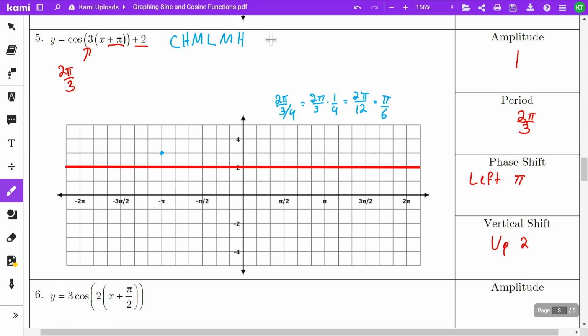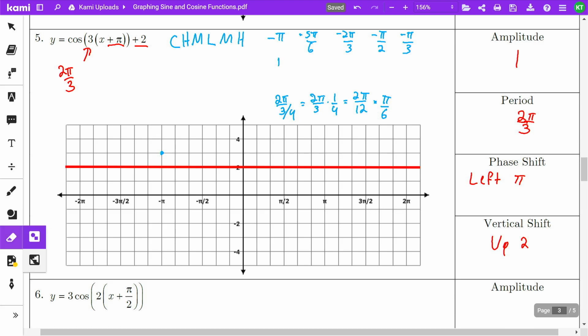So if I start at negative pi, we said that's going to be 1. Then after that, I'll have negative 5 pi over 6, negative 4 pi over 6, which is negative 2 pi over 3. Then I'll have negative 3 pi over 6, which is negative pi over 2. And then for the last one after that, I'll have negative 2 pi over 6, or negative pi over 3. So I go from my high to my middle.